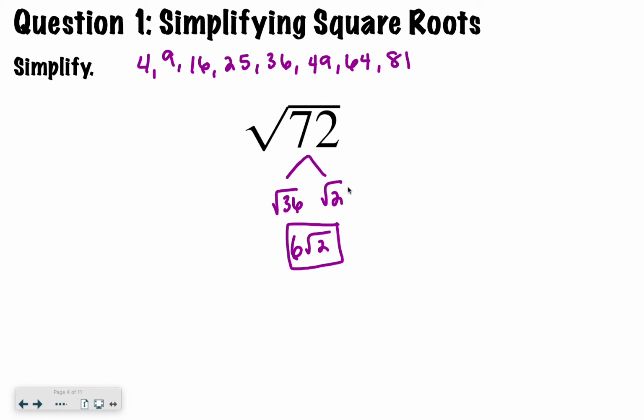Hopefully you said 36 was the biggest square root, so you said square root of 36 times the square root of 2, and the square root of 36 is just 6, so 6 square root of 2 would be your final answer.